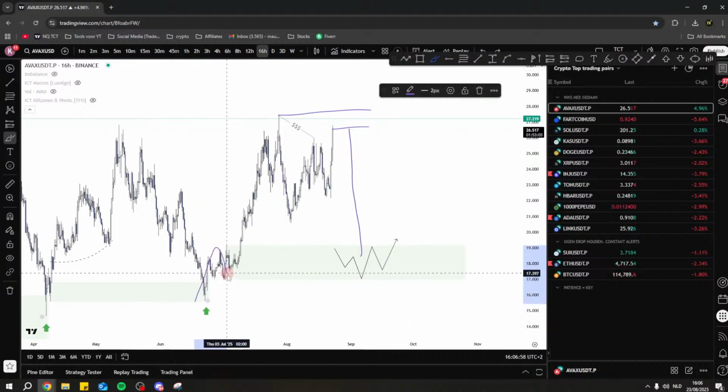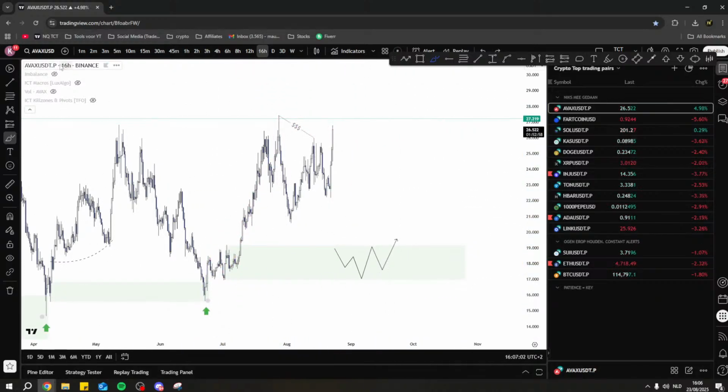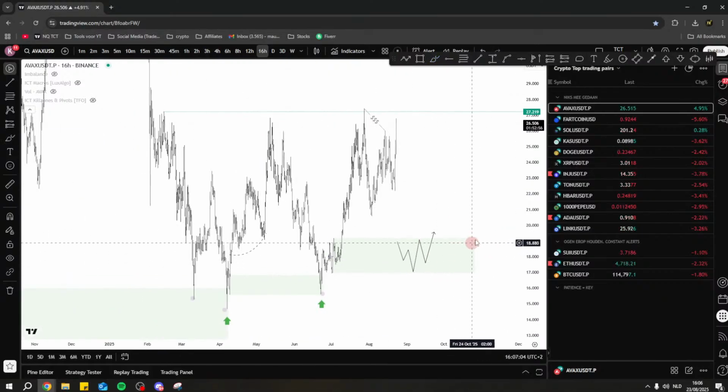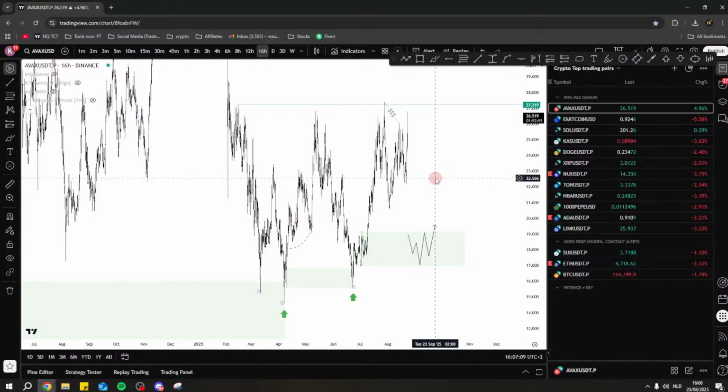This is our first hold before that big push up. It's a really interesting level here. $19 to $17 for sure.